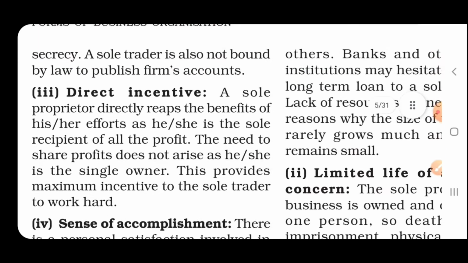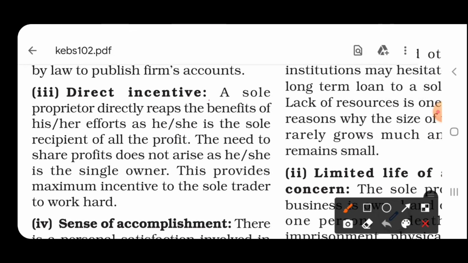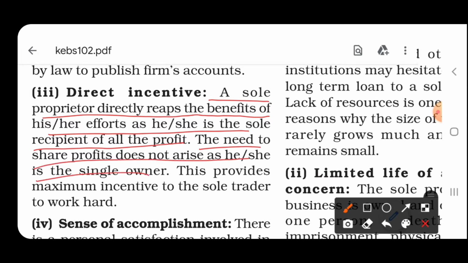The third one is direct incentive. A sole proprietor directly reaps the benefits of his effort. He is the sole recipient of all the profit. So the need to share profit does not arise as he is the single owner. That is, he is directly receiving all the profits. If there are 2 or 3 persons as partners in the business, then the profit should be divided among these 3 persons, right? But here only one person is doing, so all the profit will go towards that single person.